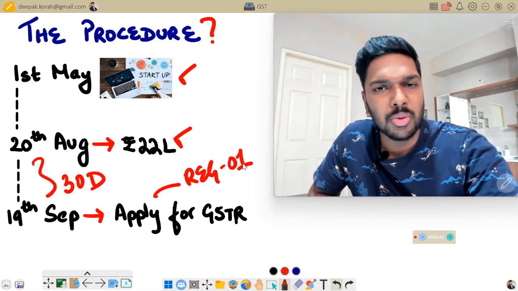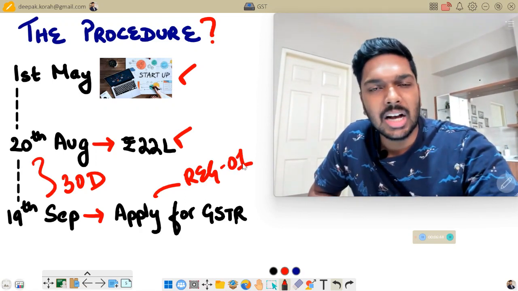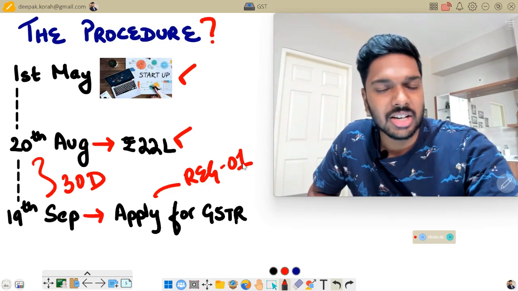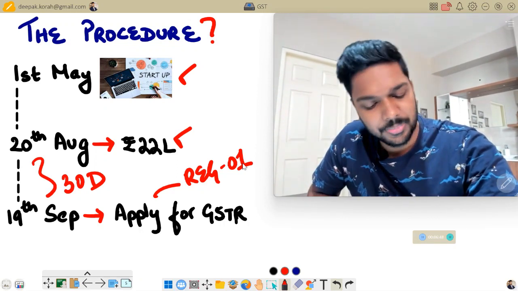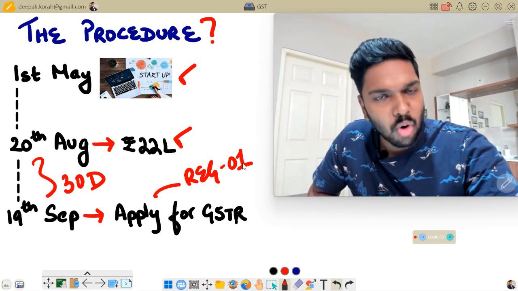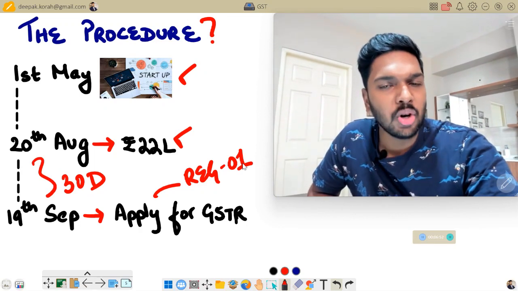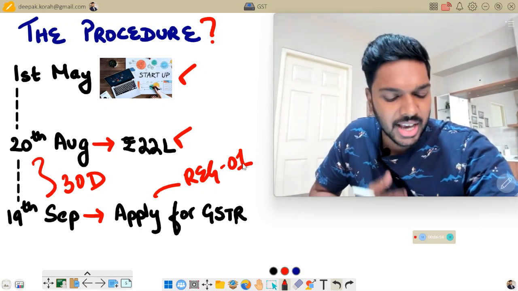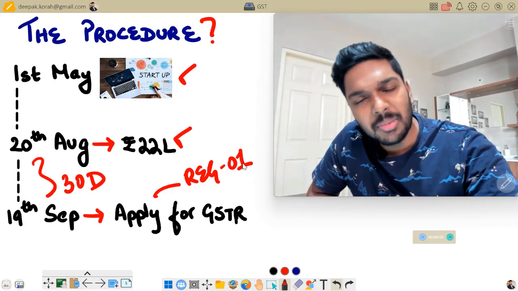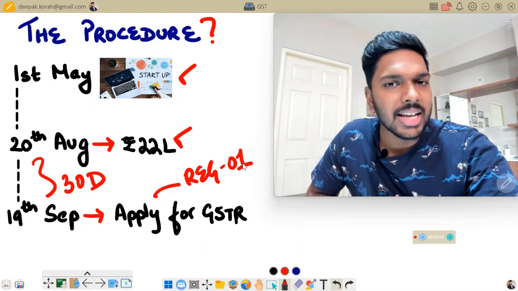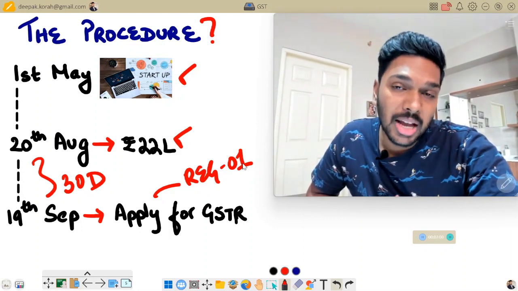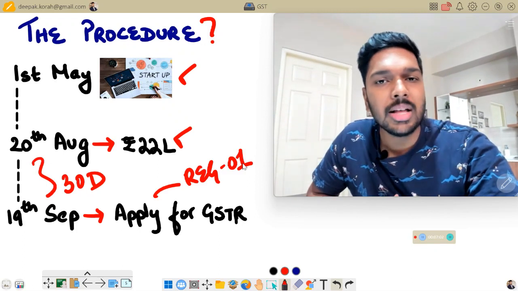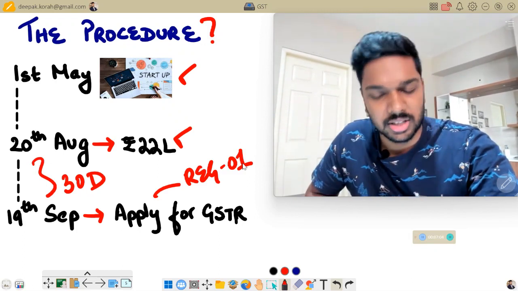File that online along with supporting documents, and you should be getting your GST registration number in less than 7 days. So the moment you become liable, or the day you cross the 20 lakh limit, which in this case is 20th of August, then from that day, within 30 days, you need to apply for a GST registration, then wait for the certificate to be issued by the GST authorities.